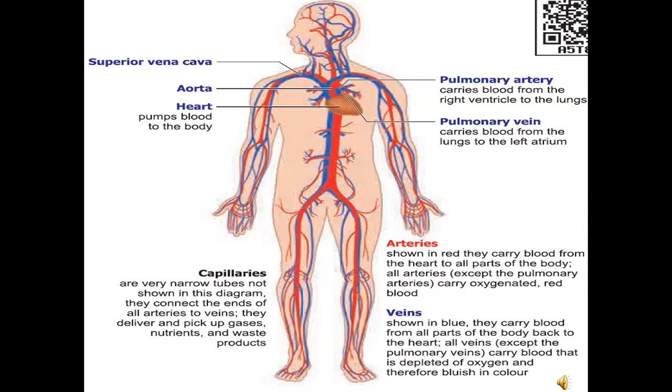Next are arteries. Shown in red, they carry blood from the heart to all parts of the body. All arteries carry oxygenated red blood. Veins, shown in blue, carry blood from all parts of the body back to the heart. All veins carry blood that is depleted of oxygen and therefore is darker in color. Veins are bluish in color.